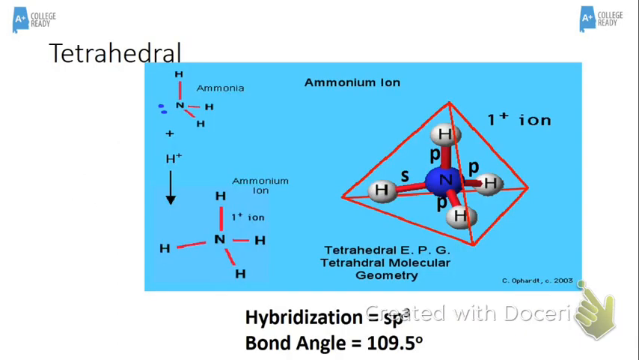Tetrahedral molecules, which have one central atom and 4 atoms attached to it, have a hybridization of sp3 because there are 4 areas of electron density, and its bond angle is 109.5 degrees.